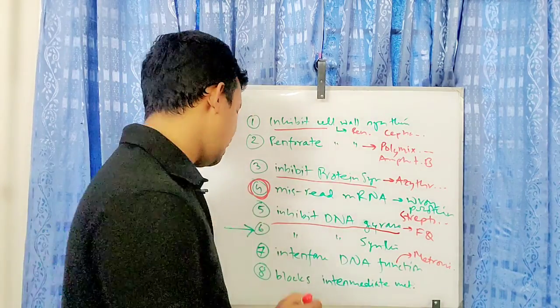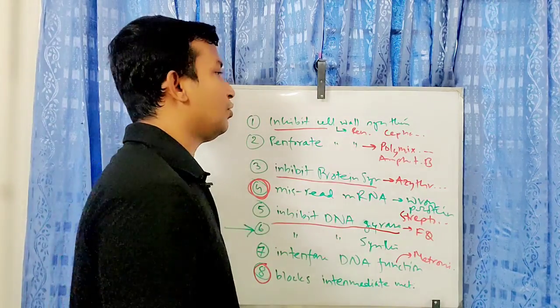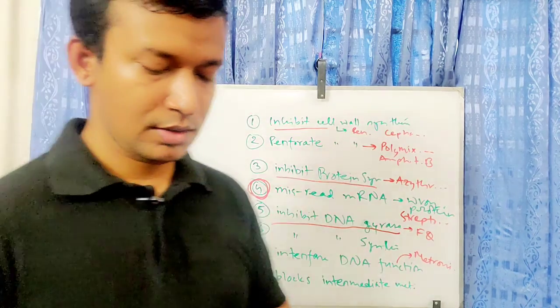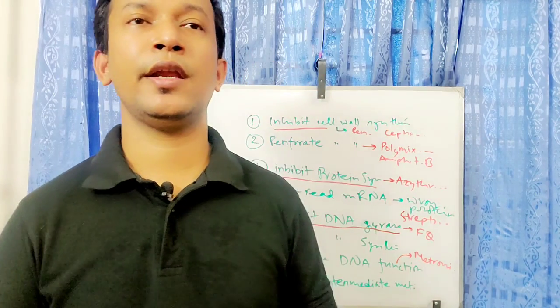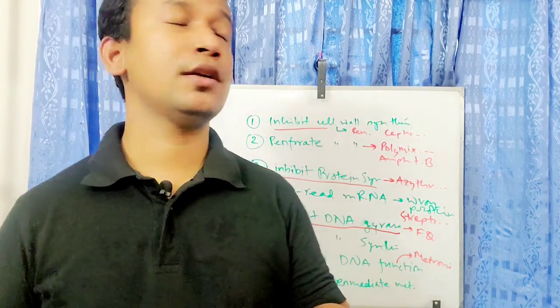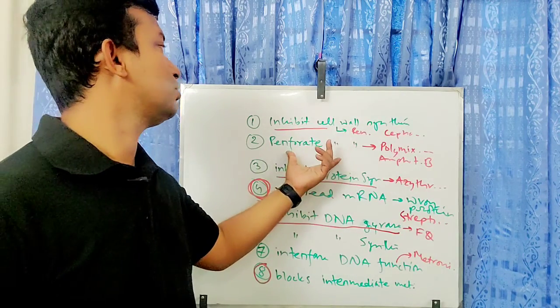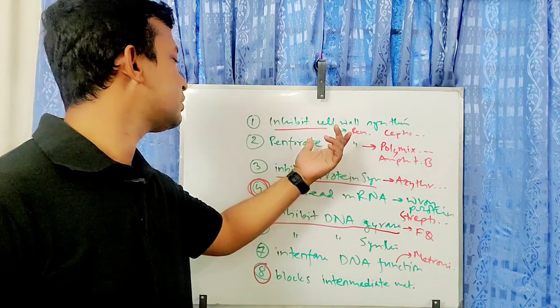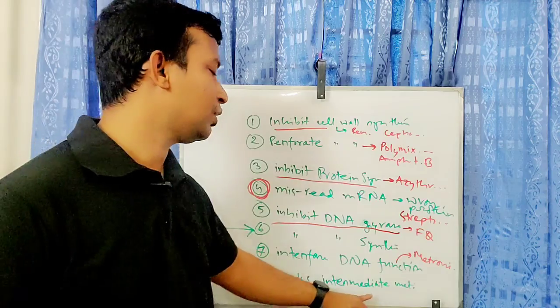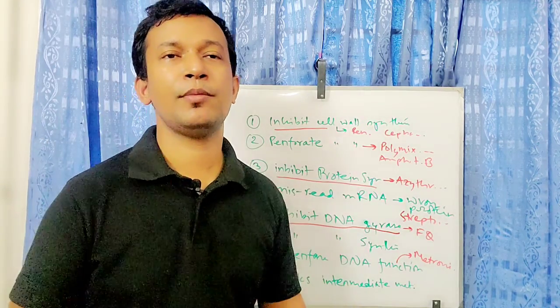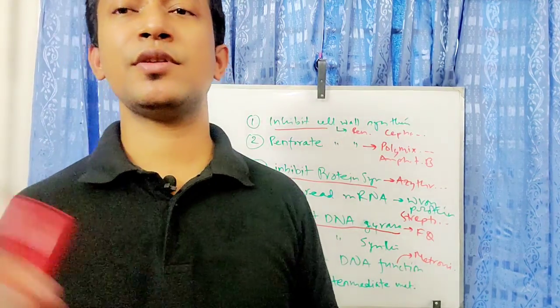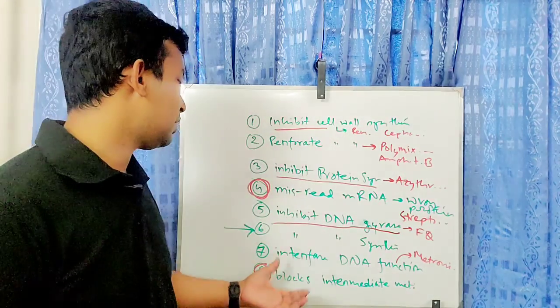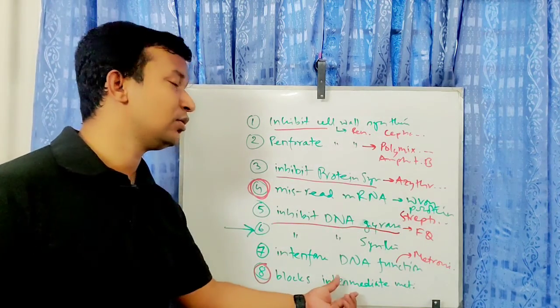And the last one is that blocks intermediate metabolism. This is a quite interesting concept. Without interfering at the DNA level, or without rupturing the cell wall or inhibiting the cell wall synthesis, they block the intermediate process. So the biochemical reactions that happen in between, the drugs can actually block those processes.